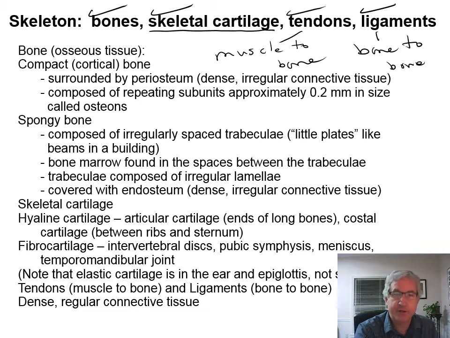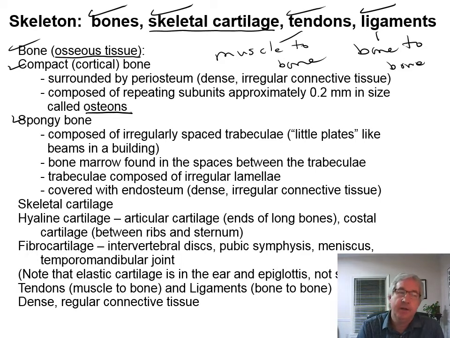So bone is also called osseous tissue. Osseous is a word for bone. And you have two types of bone: compact bone and spongy bone. Compact bone, or cortical, meaning around the outside, is surrounded by something called periosteum, which is dense irregular connective tissue. You learned that in histology in the tissues lecture. It's composed of repeating subunits that are approximately 0.2 of a millimeter in size, and those subunits are called osteons.